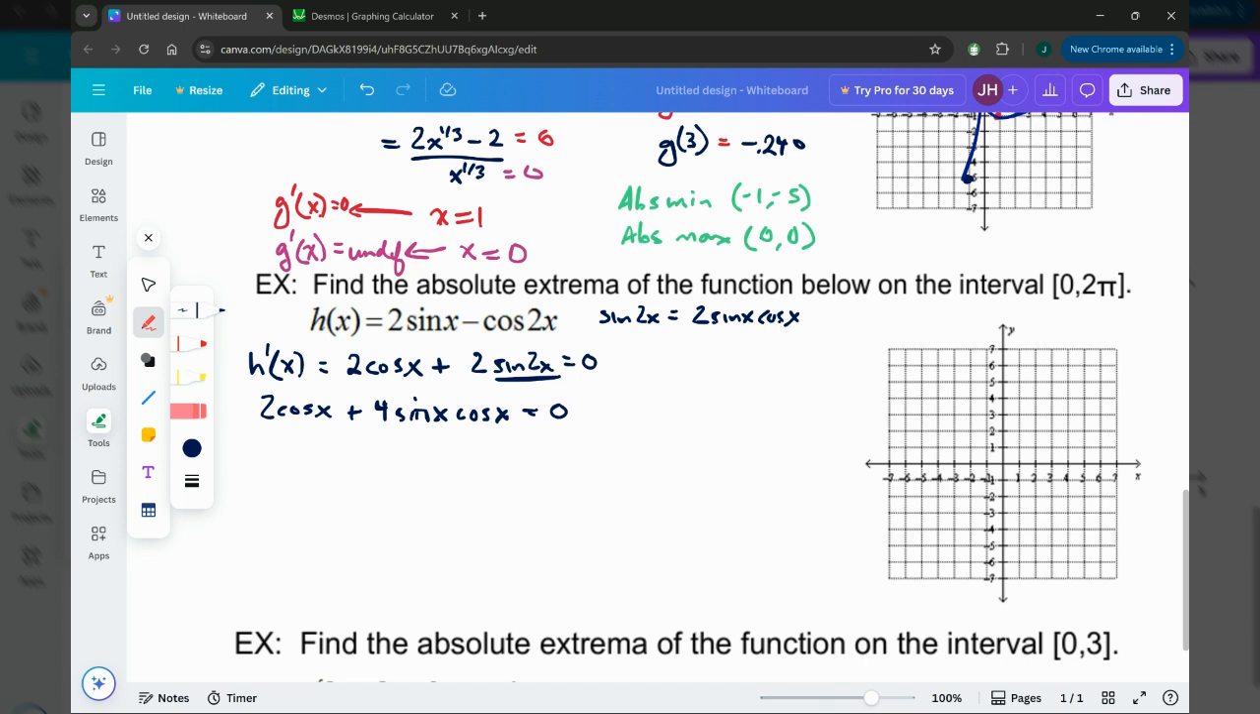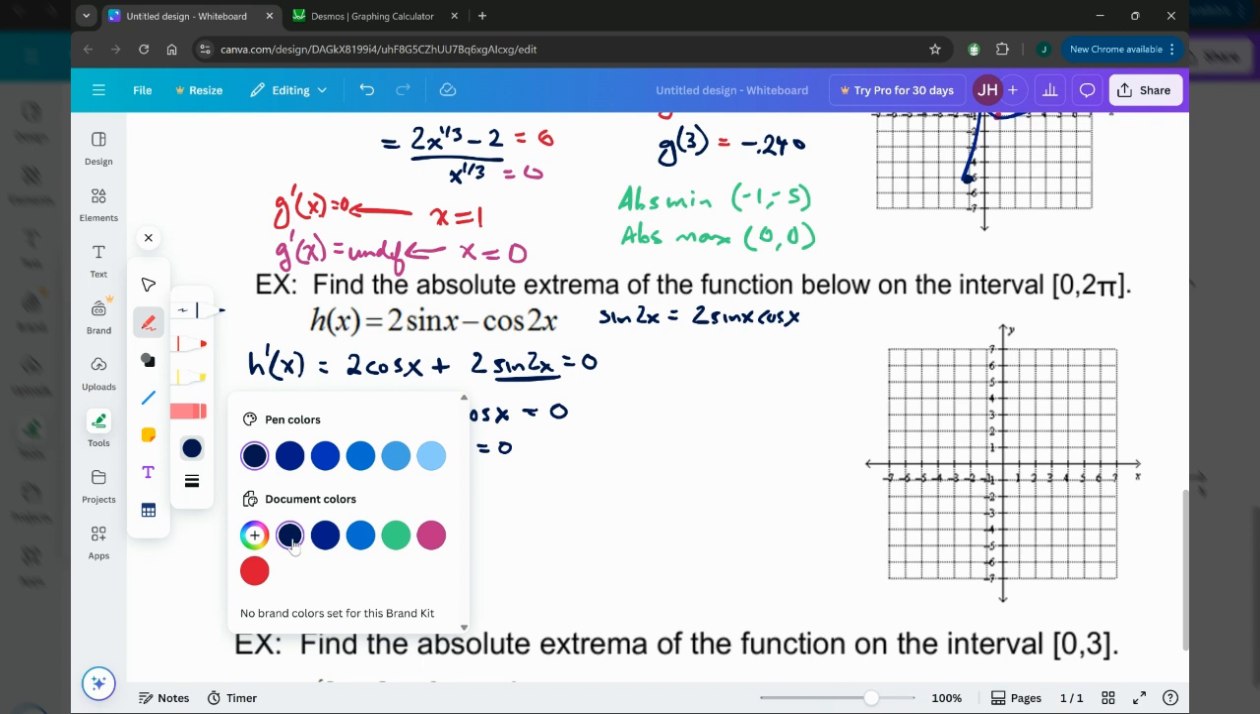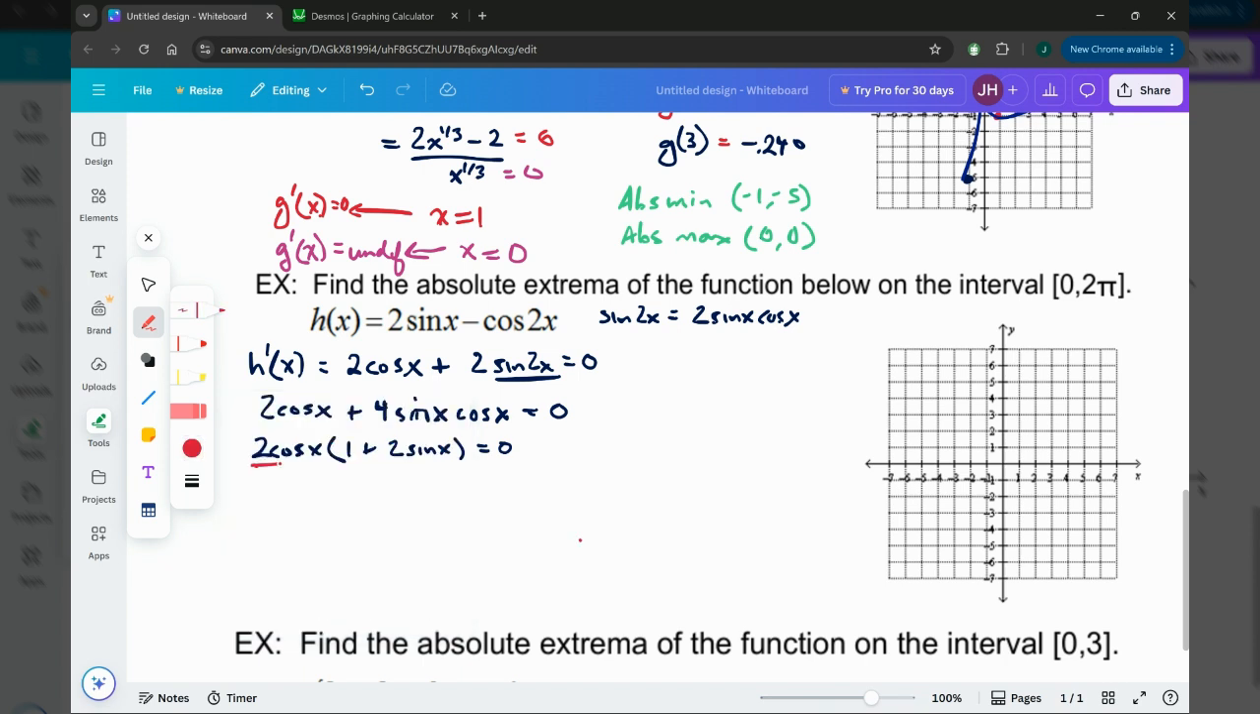Now, how do I solve a function like that? Well, I'm going to factor out the 2 cosine of x, and I'll be left with 1 plus 2 sine of x. If you set this first factor equal to 0, cosine of x equals 0 at pi over 2 and 3 pi over 2. Those are my critical numbers.